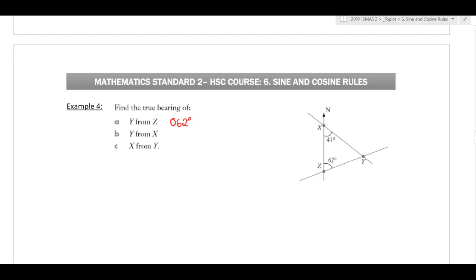Now, the bearing of Y from X, that means we need to be at X. Here's my north. I want that angle there, from north moving in a clockwise direction. Now, together we can see this is 180 degrees. There's 41 here, so I need the supplement of 41 degrees, which is 139 degrees.